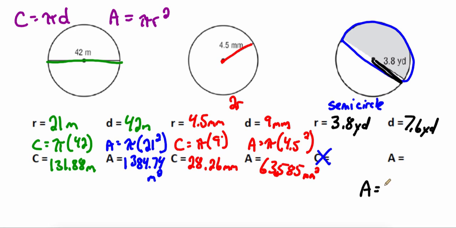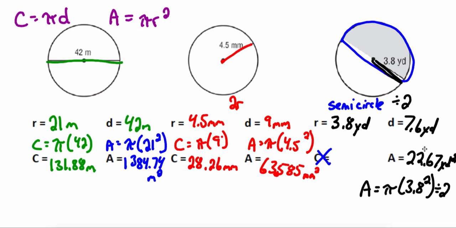To find area, we're going to do pi times the radius squared, 3.8 squared, but then we're going to do one more thing. Since we only want half of a circle, we only want half of the area, so we're going to divide by 2 at the end. So 3.14 times 3.8 squared divided by 2, because I only want half of the circle, and my area is 22.67 yards squared. So for a semicircle, you calculate it the exact same way. We just only want half the circle, so we divide it by 2.